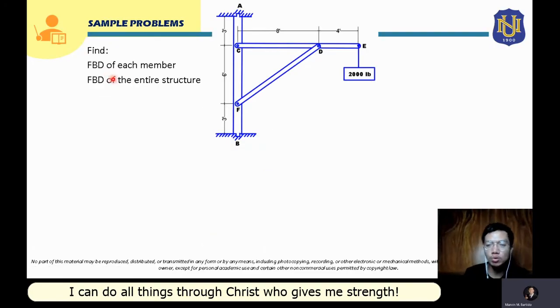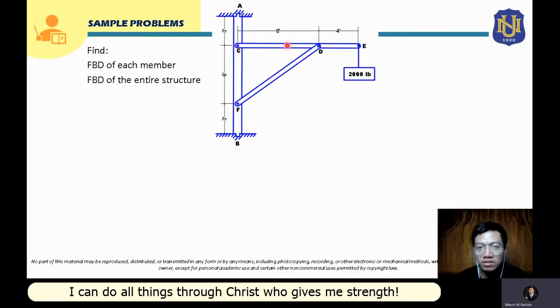Here we are going to construct the free body diagram of each member. To construct the free body diagram of each member, it is advisable that we start with the member that has a load, so that from that load we can assume the right direction of the reaction forces that we are going to draw or show in our free body diagram. The member here that has a load is this bar or member CE.